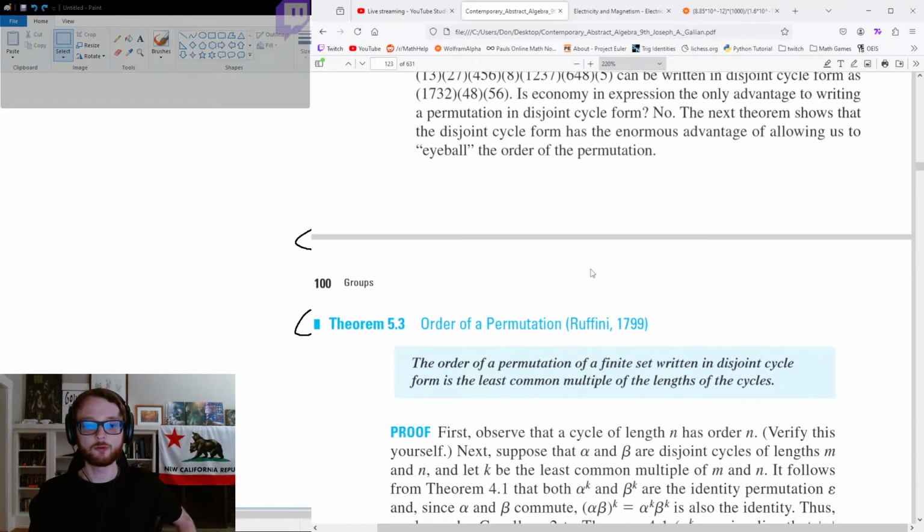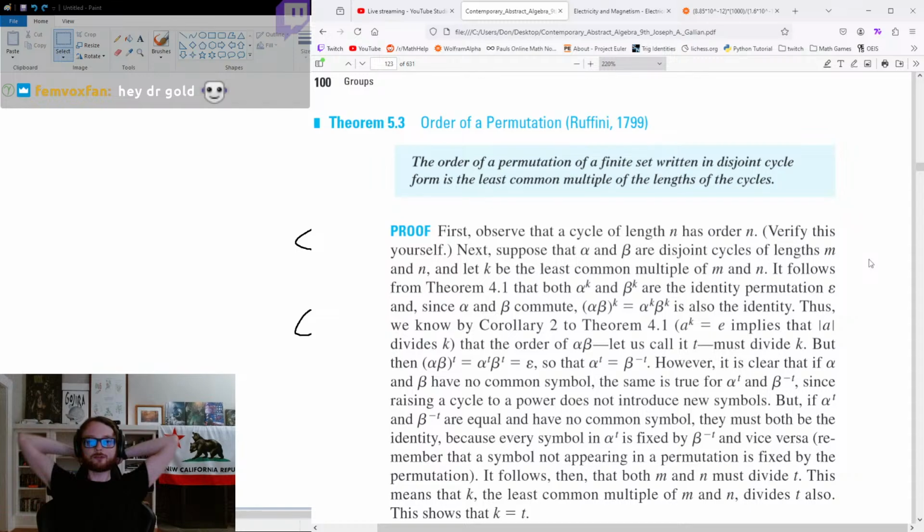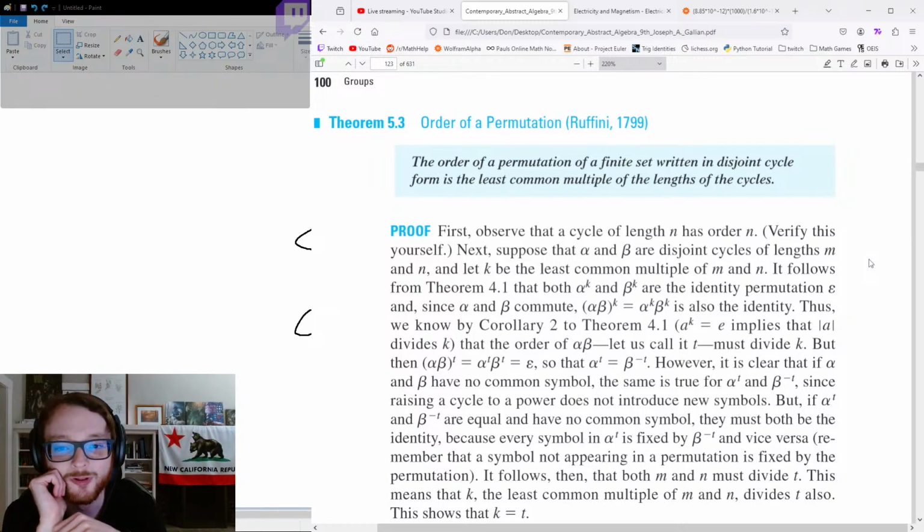Eyeball the order of the permutation. The order of a permutation of a finite set written in disjoint cycle form is the least common multiple of the lengths of the cycles.